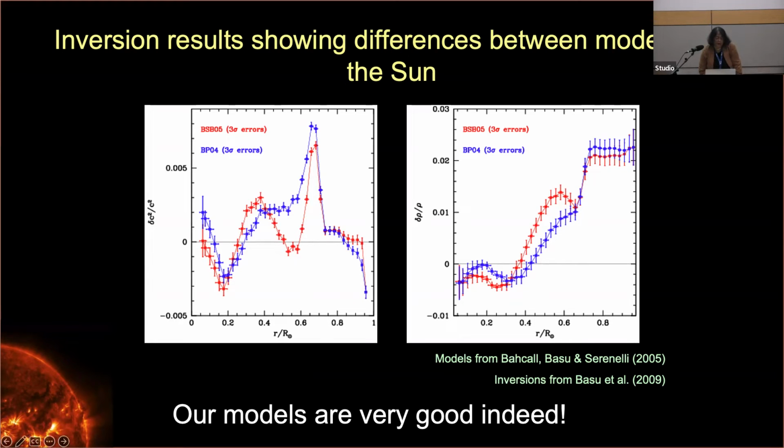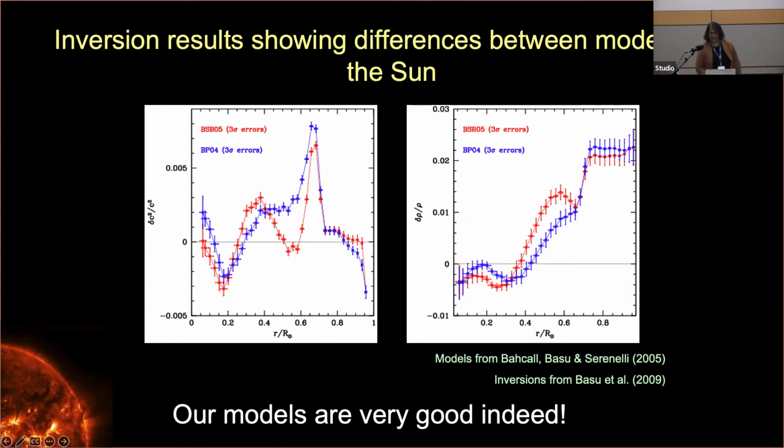We know why this difference arises. Basically, our models don't have turbulent mixing at the interface of the convection zone and the radiative zone. If we include that, this goes away. The reason for turbulent mixing there is that it is a shear layer in the sun, and we know that from inverting for rotation. And the figure on the right is the relative density difference. So, okay, we can invert.